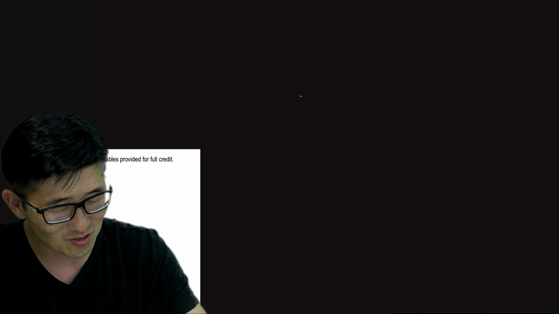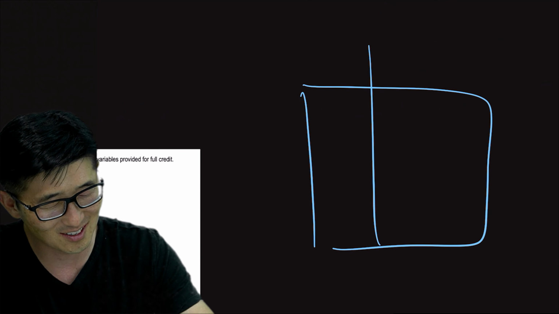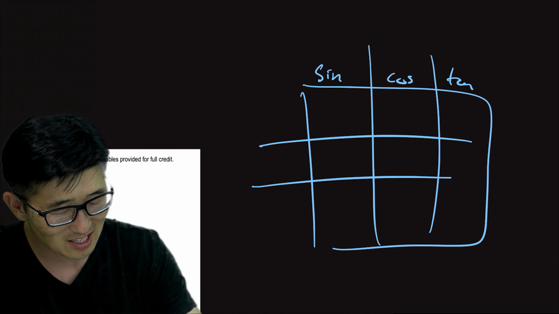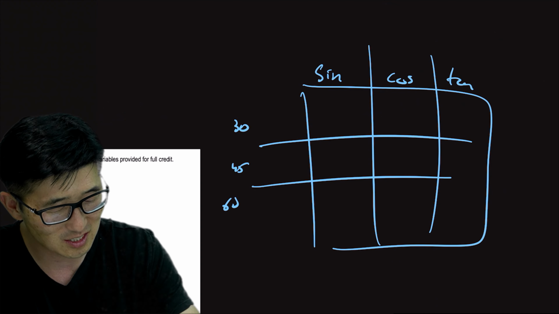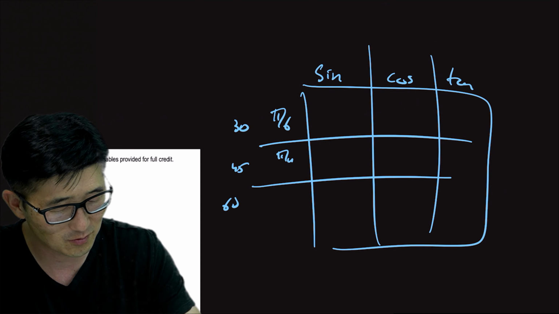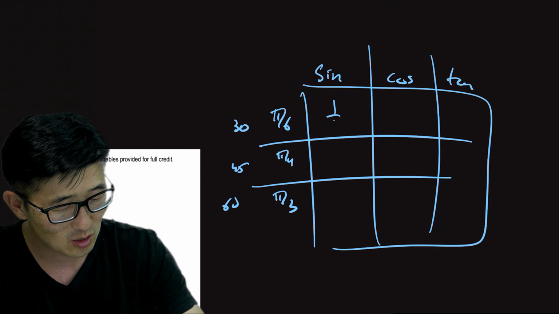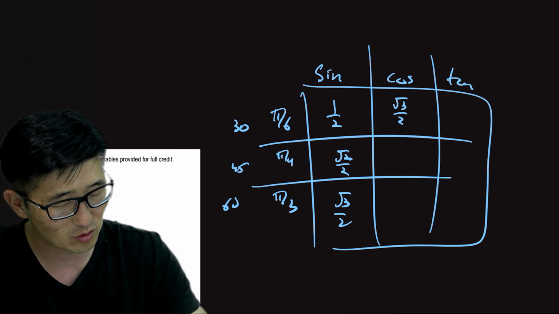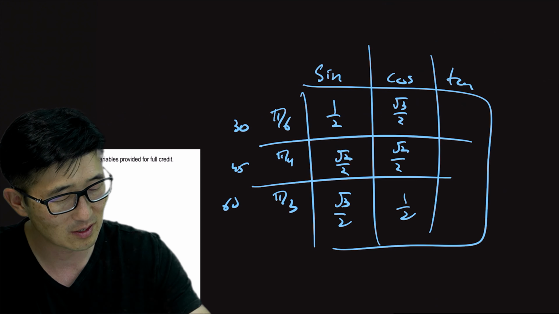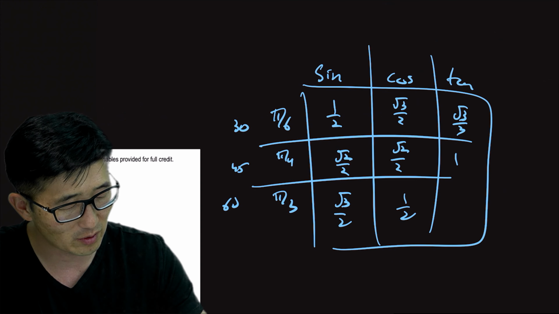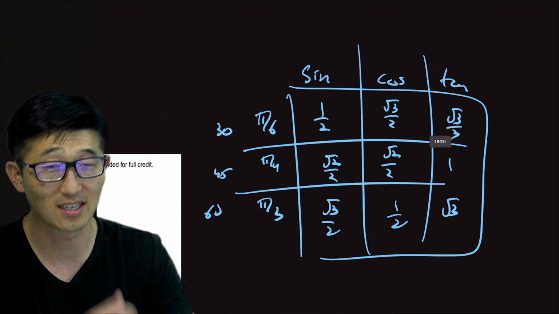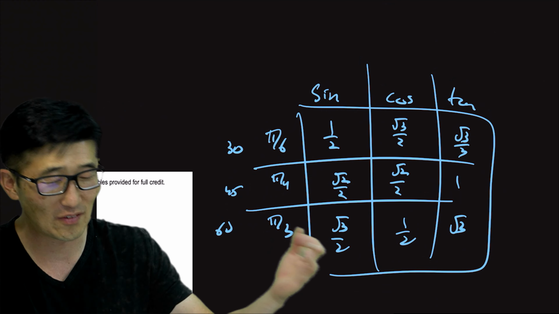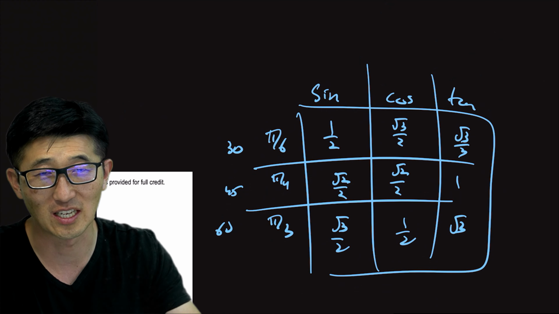All right. So here, I'll just write it real fast. Sine, cosine, tangent. 30, 45, 60, pi over 6, pi over 4, pi over 3. 1/2, root 2 over 2, root 3 over 2, root 3 over 2, root 2 over 2, 1/2, root 3 over 3, 1, root 3. Okay, that took like 25 seconds. And boom, you have everything you possibly need to ace this exam.